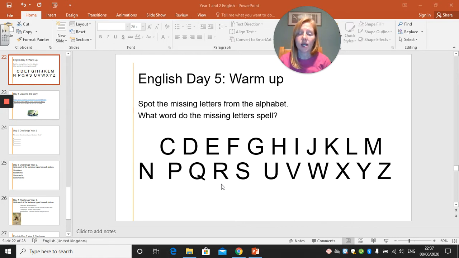So how do we do it? On the screen in front of you, you can see the alphabet. Well, most of it. Mrs. Hodgson has sneakily taken out some of the letters. If you could find those letters by using your memory of the alphabet and then reorder those letters, they will spell a word. I would like you to pause this video, see if you can find those letters and see if you can work out what the word is. Good luck.